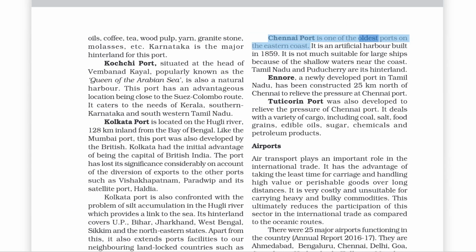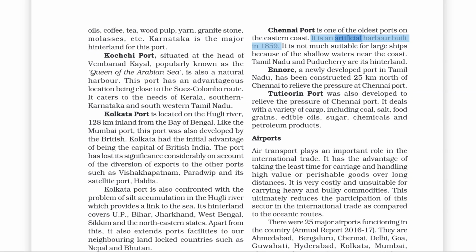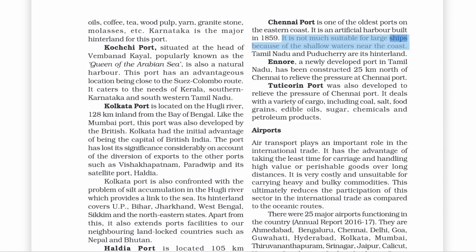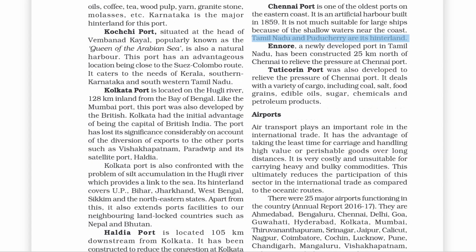Chennai Port is one of the oldest ports on the eastern coast. It is an artificial harbor built in 1859. It is not very suitable for large ships because of the shallow waters near the coast. Tamil Nadu and Puducherry are its hinterland.